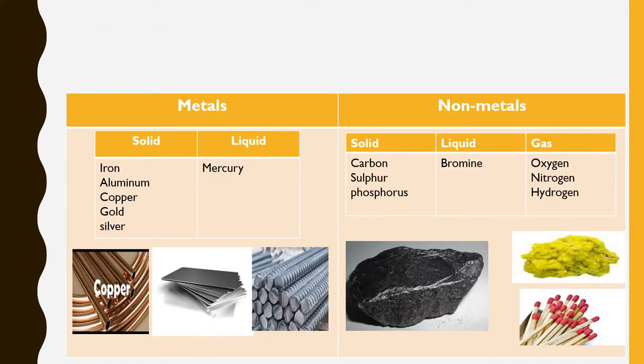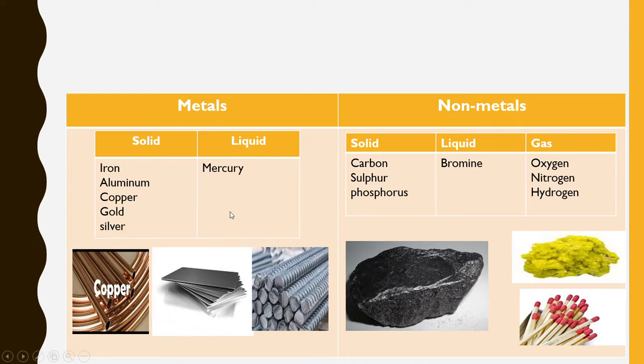We have two types of elements, metals and non-metals. We have some examples of metals. They are all solid, except one metal which is liquid. The solid metals are iron, aluminium, copper, gold, and silver, and others. The only liquid metal is mercury.